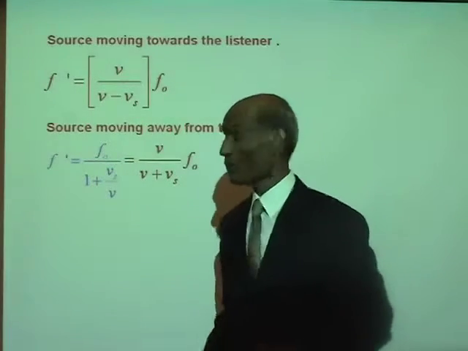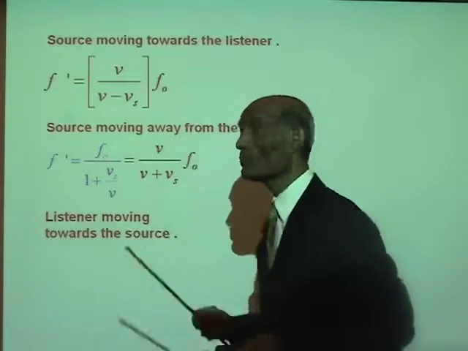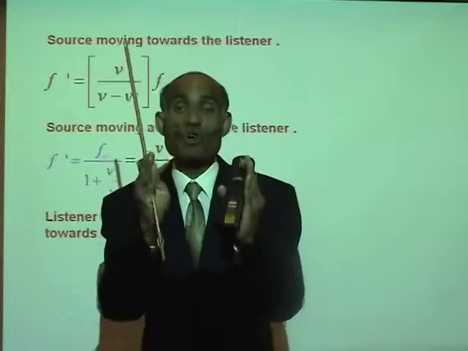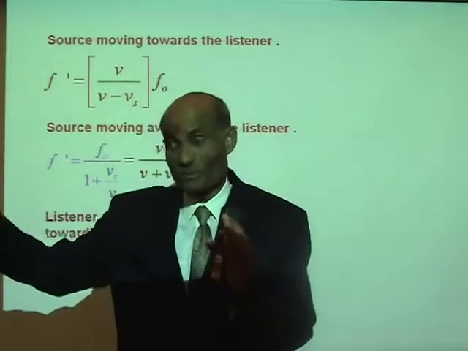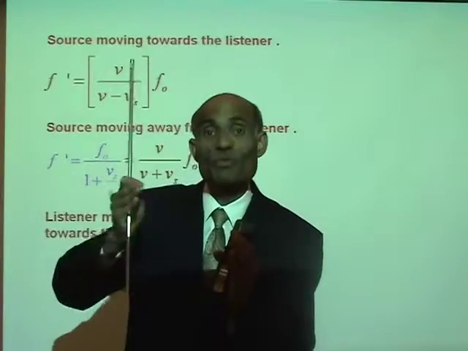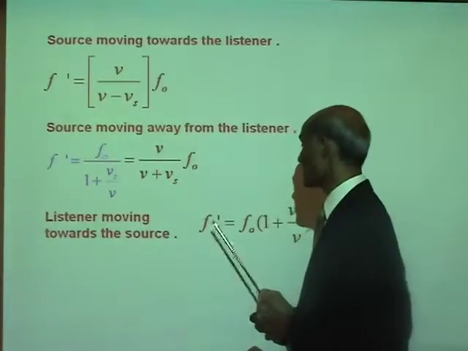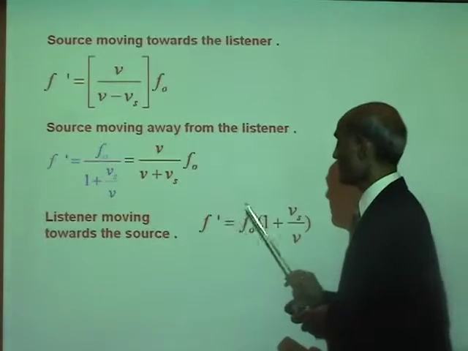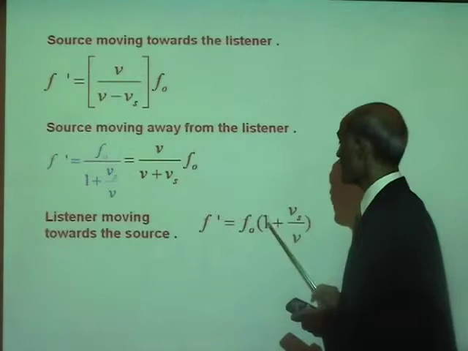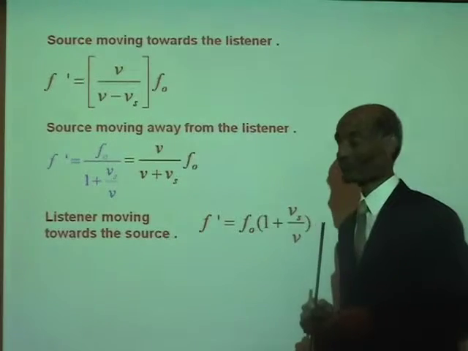I give you two more formulae. We're going to use that. Listener moving towards the source. This time the source is going to be stationary and the listener is going to move towards that source. Now, what is the frequency as the listener hears it? Look at that formula. There's a slight difference there. F prime is F0 times 1 plus Vs over V.